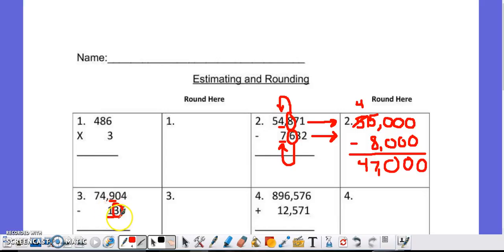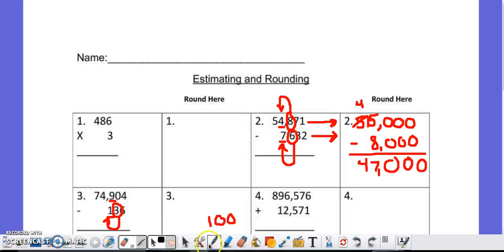Underline the hundreds, circle the number to the right in the tens, and then sing the chant. This is a 4 or below, so I leave the number 1, go. Anything circled and to the right becomes a 0, and you will be all right.